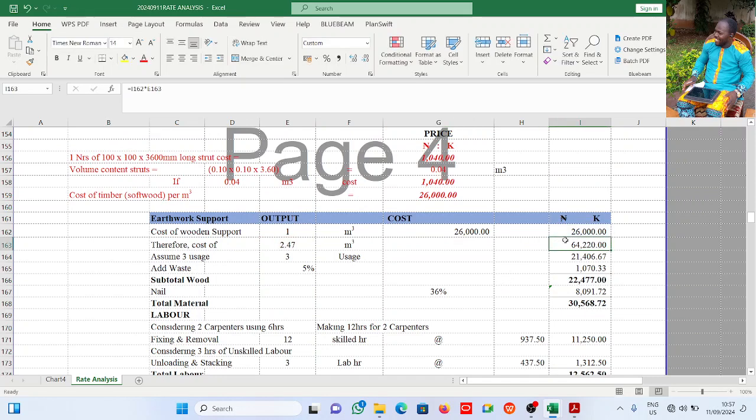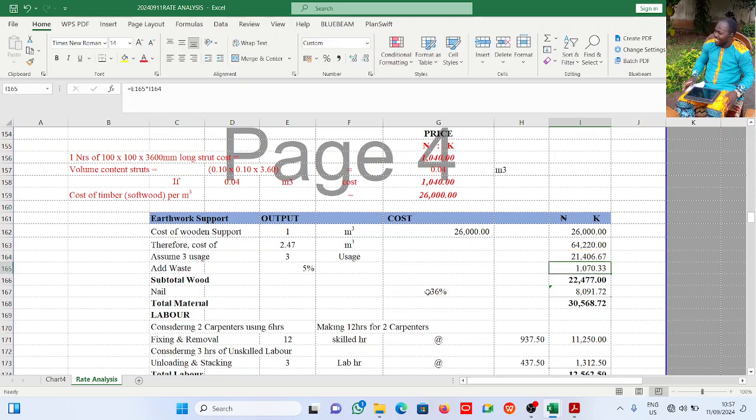I multiply it out. All right, so we assume 3 usage. It's used 3 times. It could be 4, it could be 5, depending on contractors and depending on companies. For 3, I divide this item here by 3. So I add waste.